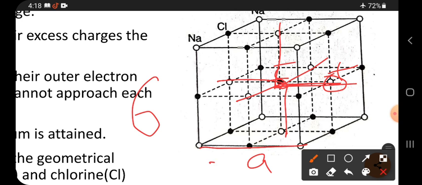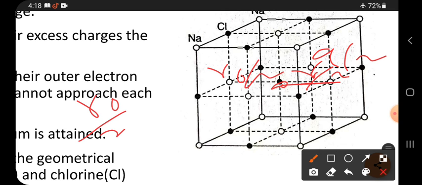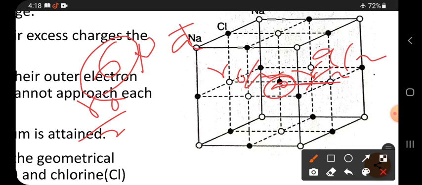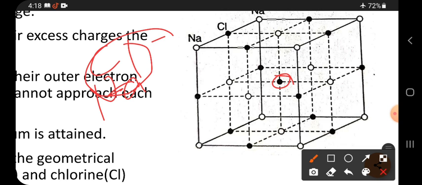Let the distance be r naught. Then the half distance from here to here is r naught by 2, or a by 2. So at r naught by 2 distance, around the chlorine, 6 sodium ions are present. This is called the coordination number, or first nearest. Like this, we can also calculate the first nearest neighbors of sodium, and for chlorine, the same kind.